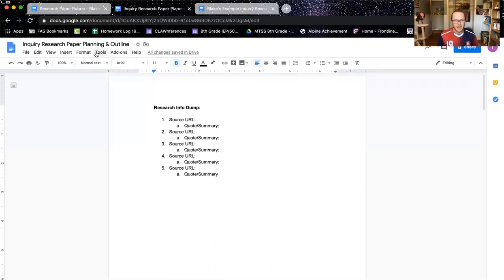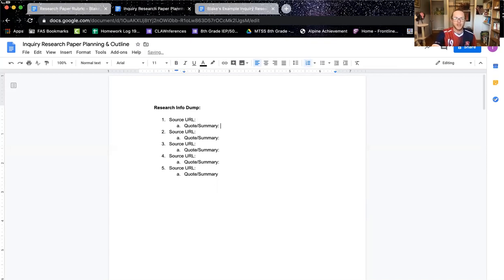Just like we did in class, the first thing that you see on this paper is a research information dump. That's just my way of saying this is where you can put your research once you've found it. Some of us need to continue to do research. Some of us already have the research done. If you already have all of your research, you don't need to use this. If you need to do some more research, feel free to copy and paste URLs from the website that you found information so you don't lose that website.